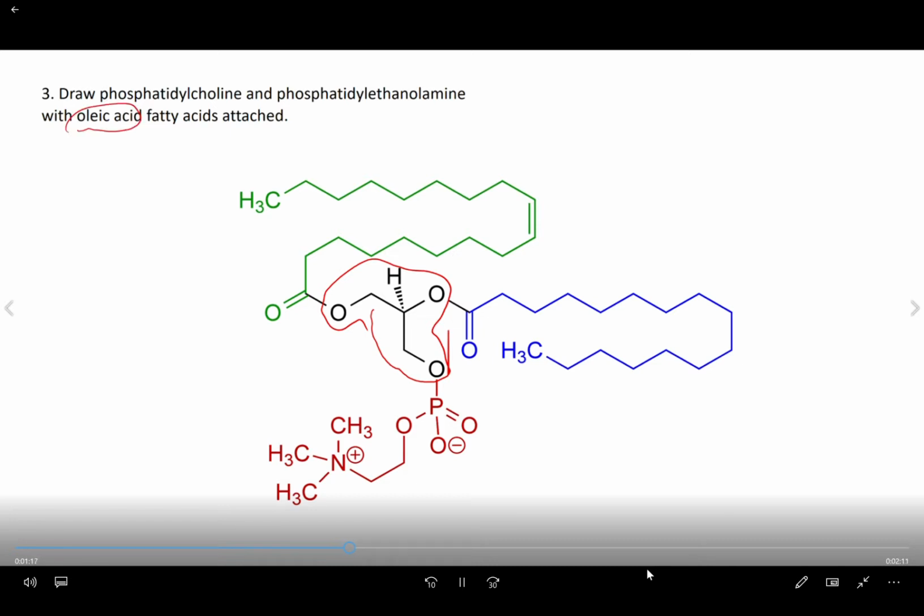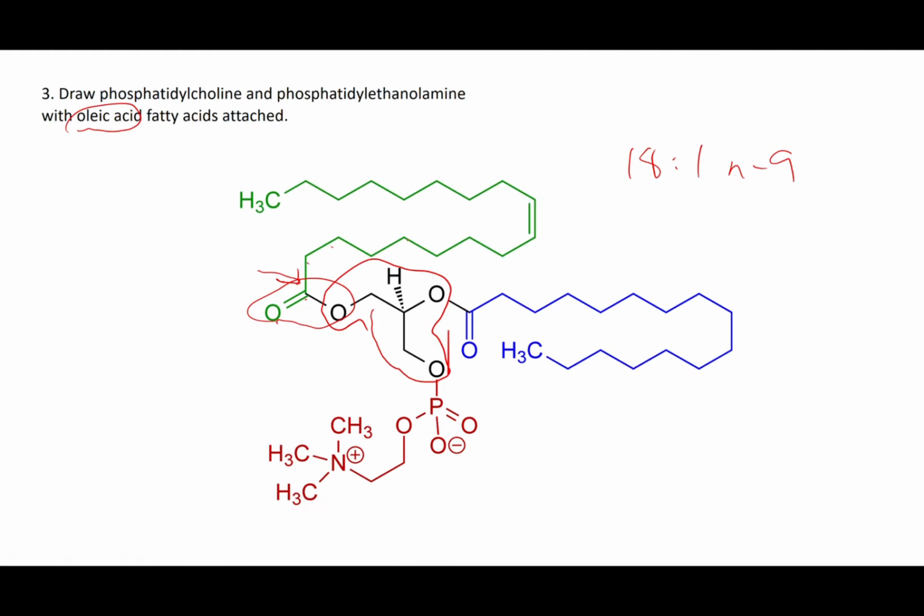Oleic acid is 18:1 N-9. So we need to first make sure there are 18 carbon atoms. You can see here we have 1, 2, 3, 4, 5, 6, 7, 8, 9, 10, 11, 12, 13, 14, 15, 16, 17, 18 carbons. I think I skipped one as I was counting there. 1, 2, 3, 4, 5, 6, 7, 8, 9, 10, 11, 12, 13, 14, 15, 16, 17, 18 carbons.